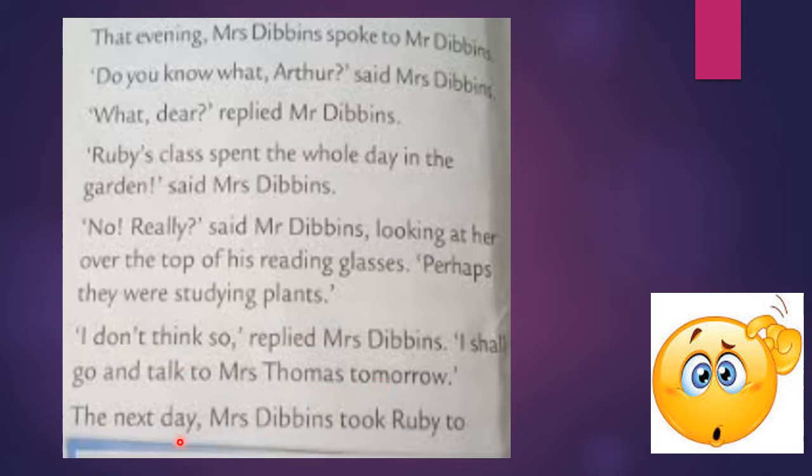The next day, Mrs. Dibbons took Ruby to school. Here we have read Ruby's mother talked to Ruby's father, Mr. Dibbons, in confusion that Ruby spent all day in garden. She decides to go to meet Ruby's teacher next morning to know the reality.